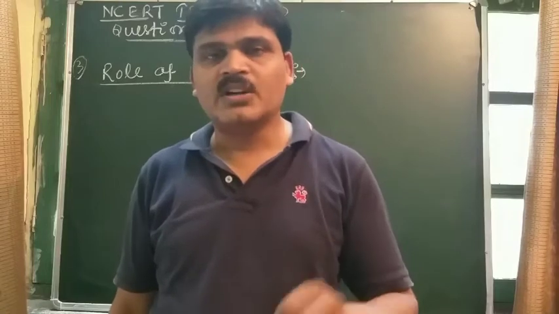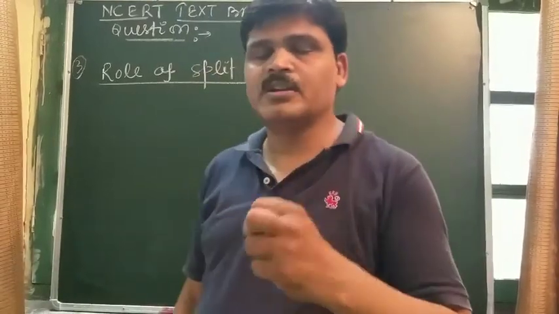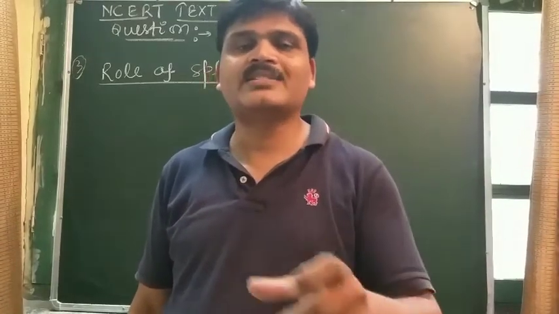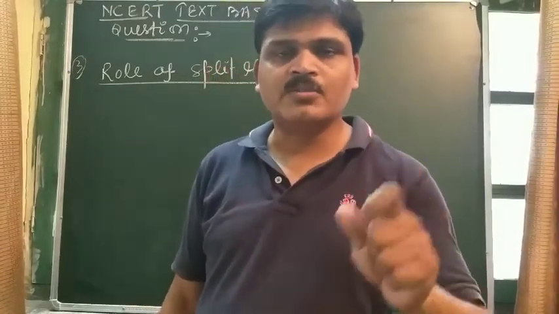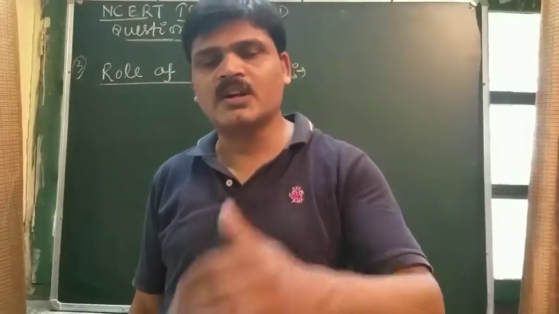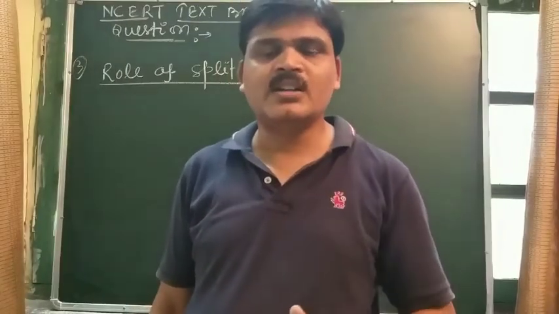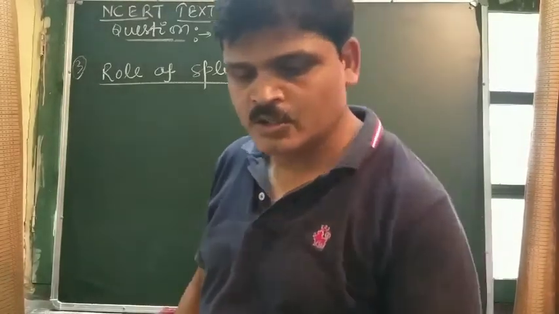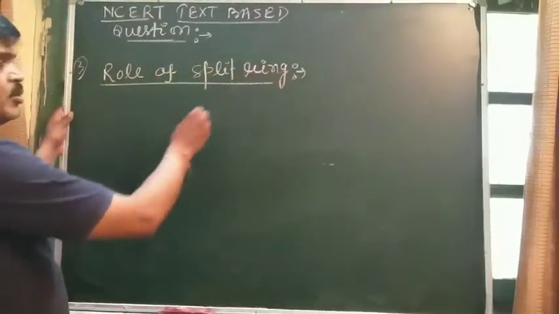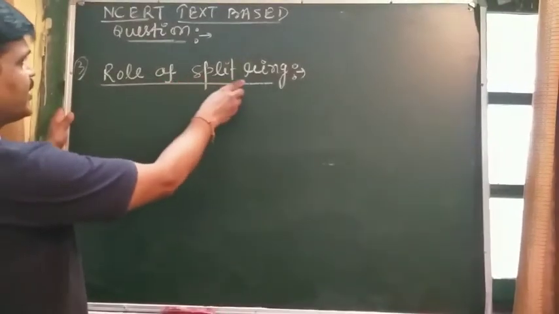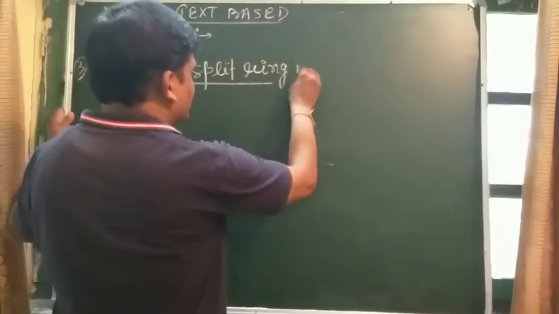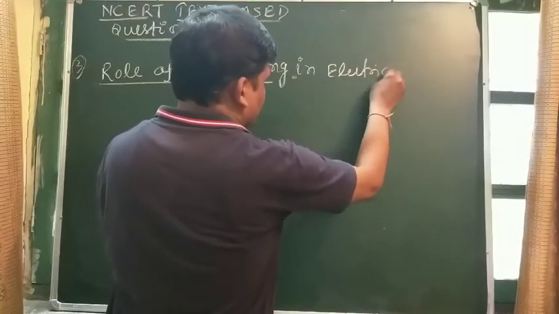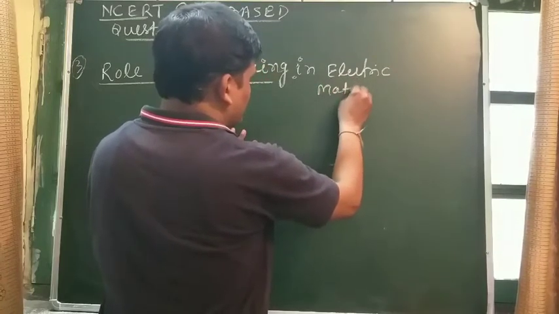Once again, what is the role of split ring in electric motor? The split ring in the electric motor acts as a commutator to reverse the direction of current in a coil so that the coil continues to rotate in the same direction. So I am going to write: role of split ring in electric motor.